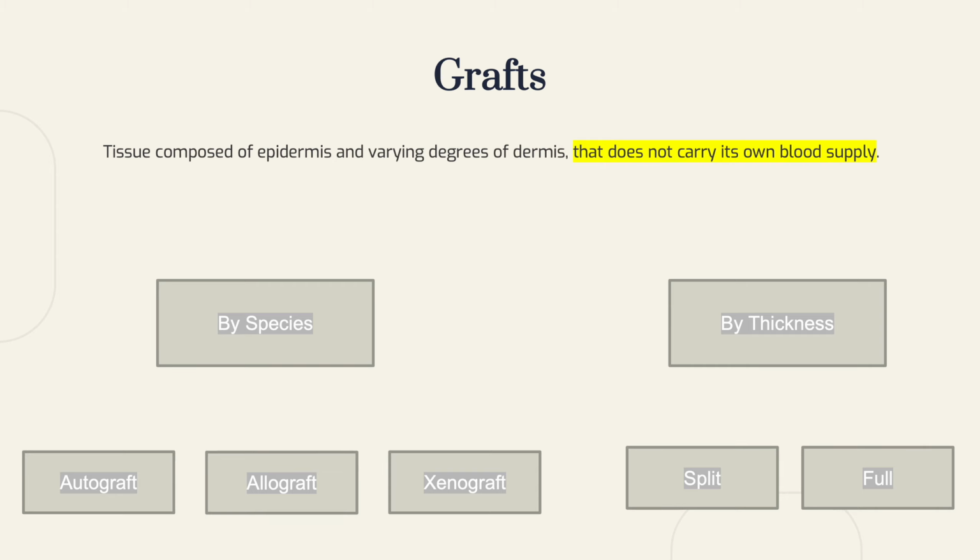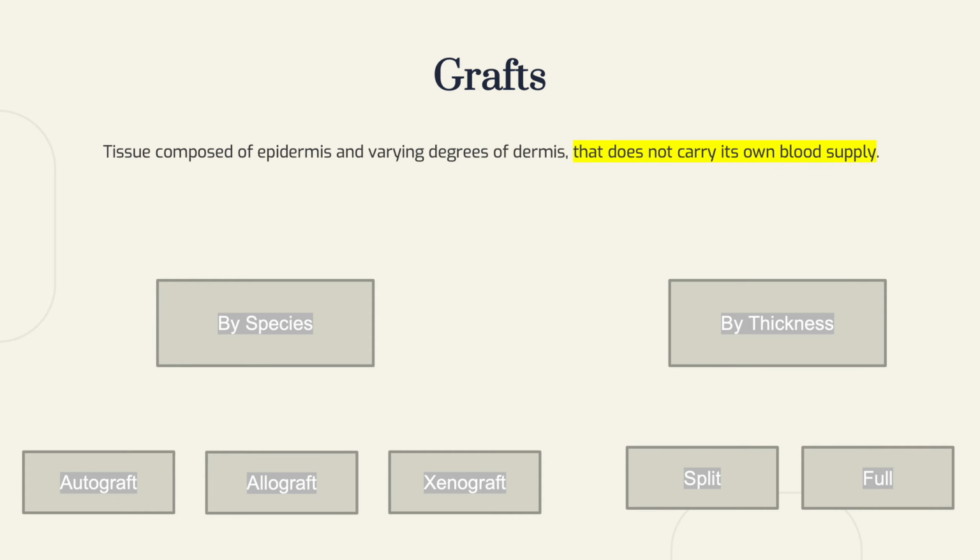So grafts, they do not carry their own blood supply. This is an extremely important point. And this is how you differentiate between grafts and flaps. Grafts do not have their own blood supply, which means that they depend on the vascularity of the recipient site. What do I mean by that? Whenever we obtain a graft, you're obtaining it from a donor site and you're going to apply it to a recipient site. So if the recipient site was not well vascularized and there wasn't a good uptake of the graft, it's going to fail because it does not have its own blood supply.